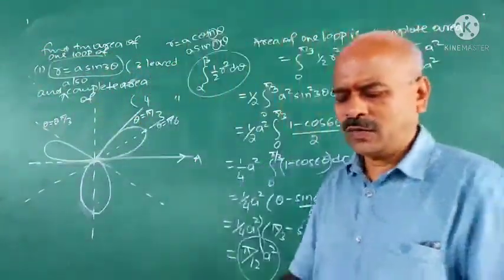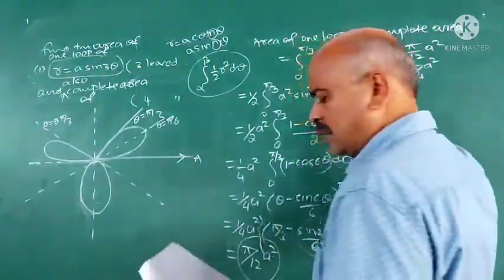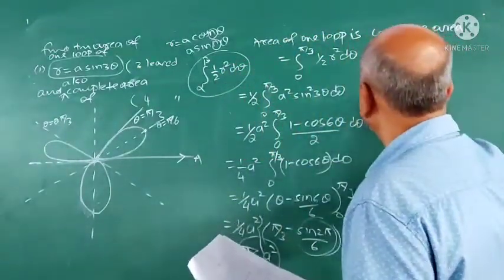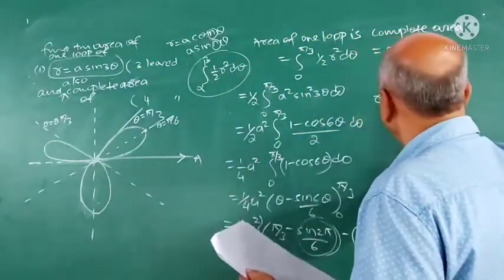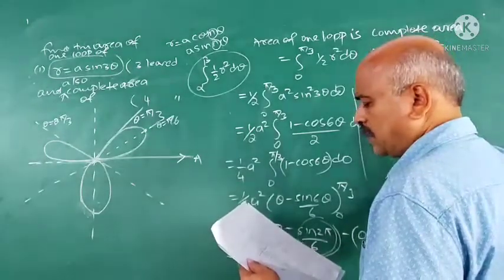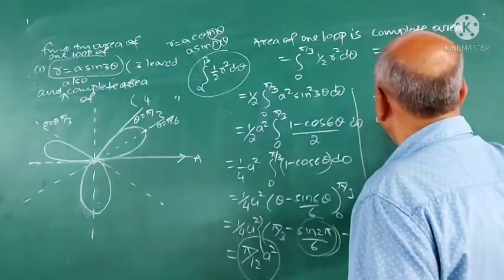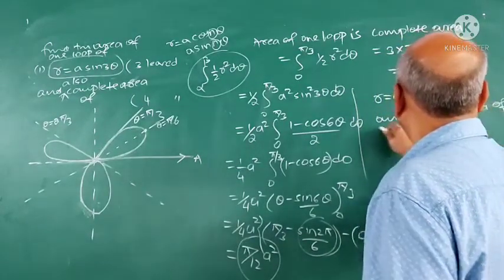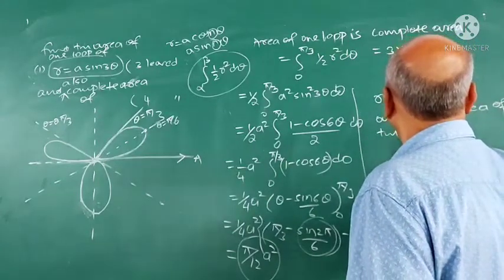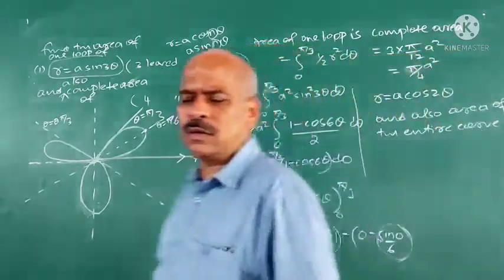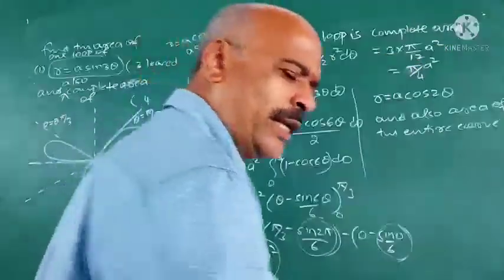I consider one more curve here. What is that? Take this. Find the area of one loop of the curve r is equal to a cos 2 theta, and also the area of the entire curve. It is a closed curve and you have to find out the complete area of the curve also.